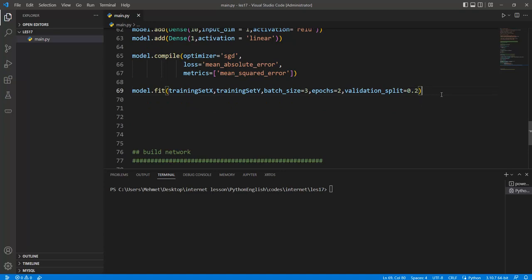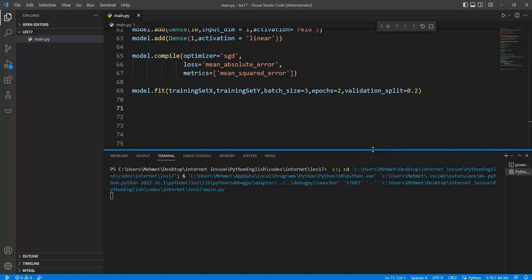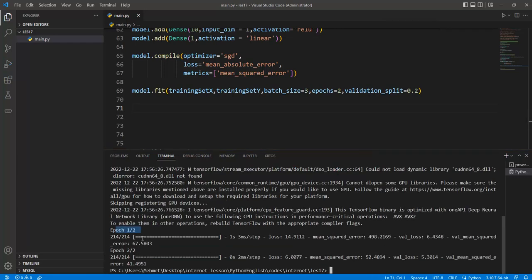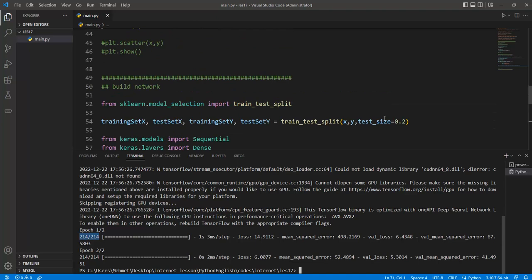And so if I run this code and wait for this, the 2 epochs are created here with the parameters of mean squared error, validation loss and validation mean squared error. And so what does it mean? It means that we have 2 epochs for 300, 4, because the test size is equal to 0.2.